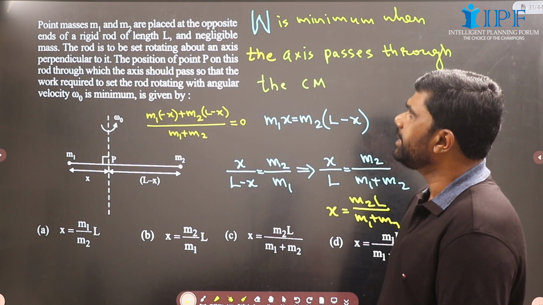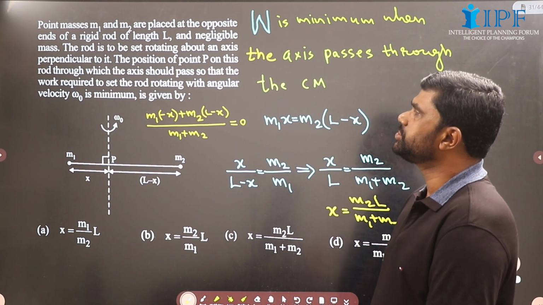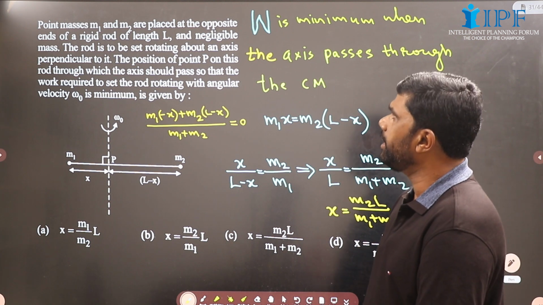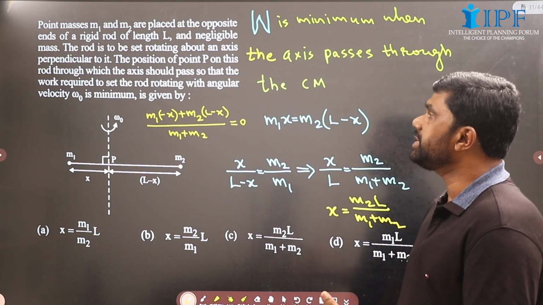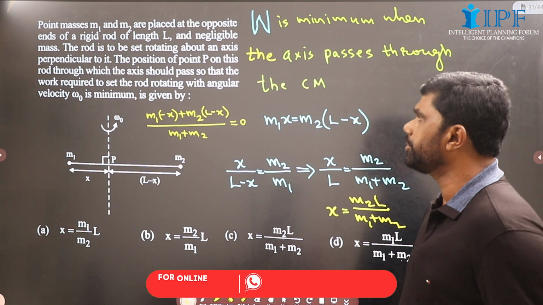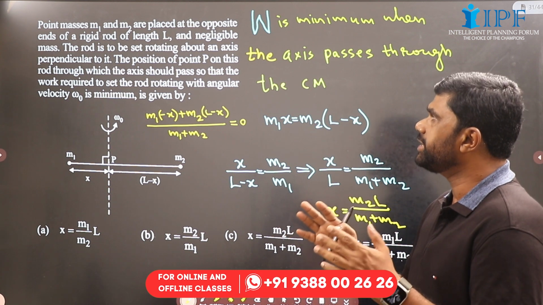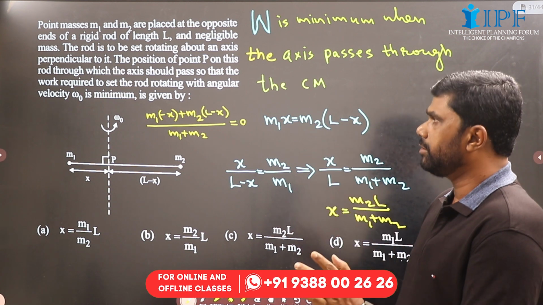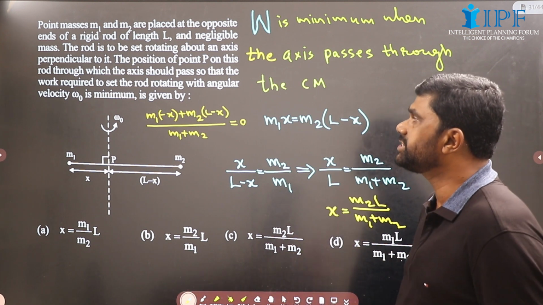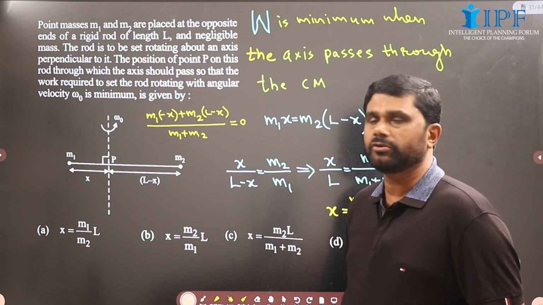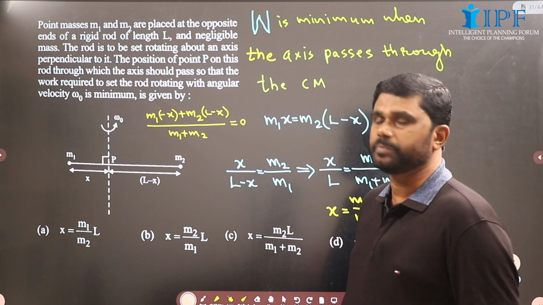Point masses M1 and M2 are placed at the opposite ends of a rigid rod of length capital L and negligible mass. The rod is to be set rotating about an axis perpendicular to it. Find the position of point capital P on this rod through which the axis should pass, so that the work required to set the rod rotating with angular velocity omega 0 is minimum.